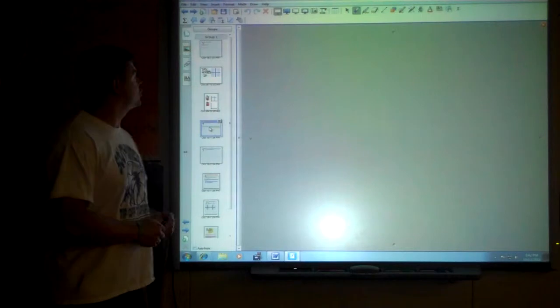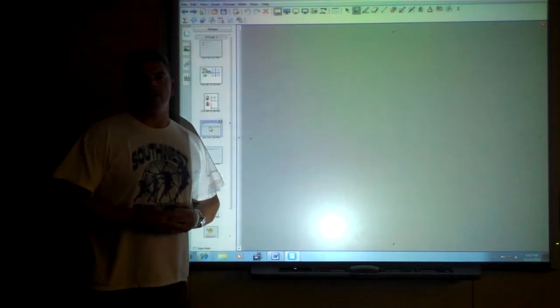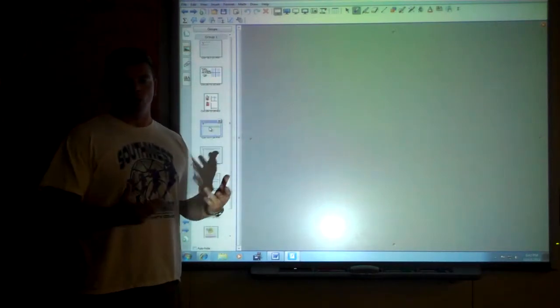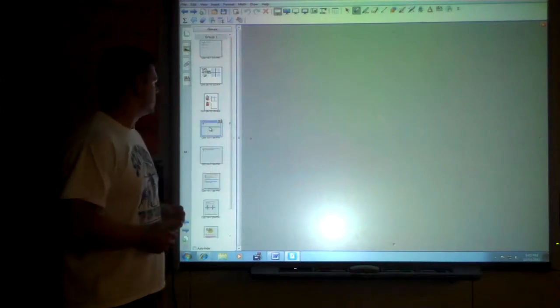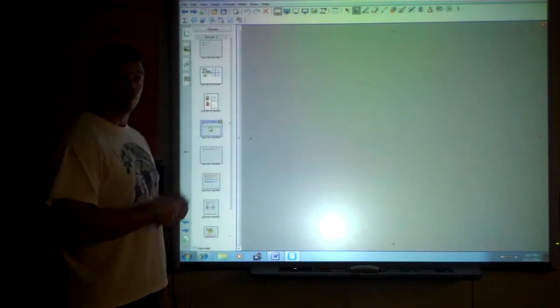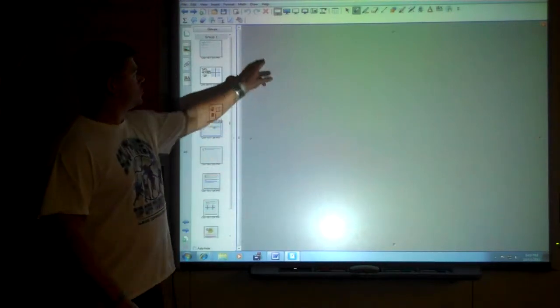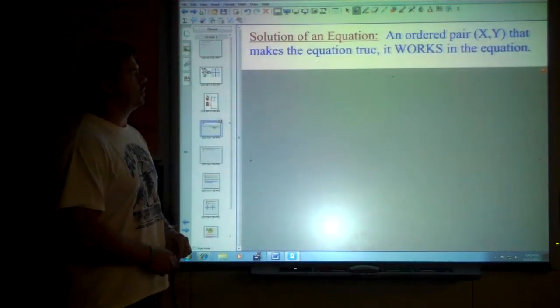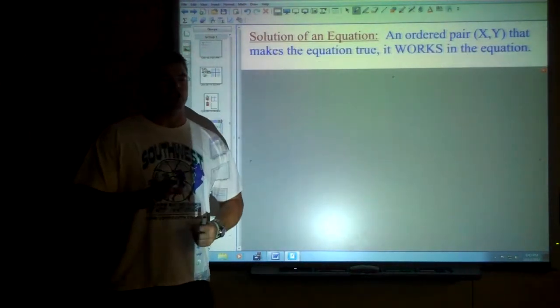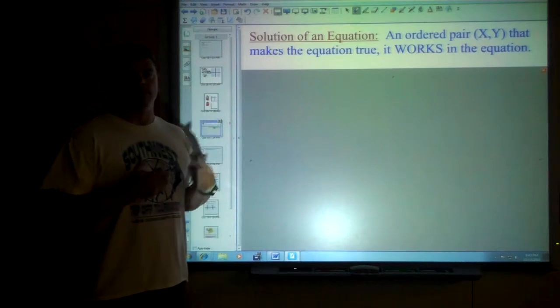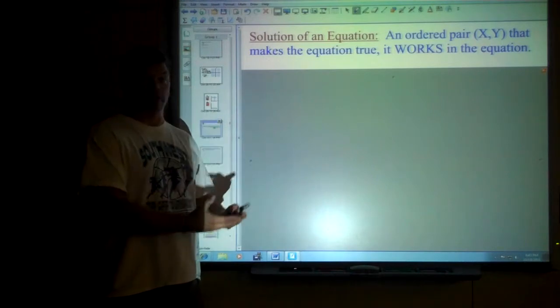Algebra Lesson 4-2. We introduced the idea and the concept of a coordinate plane and ordered pairs last time, so now we're going to try to take that a step further and do more with our graphing. For starters, we've got the idea of a solution of an equation. Now this is interesting because we've solved equations when we played the shuffling game and we've come up with answers.